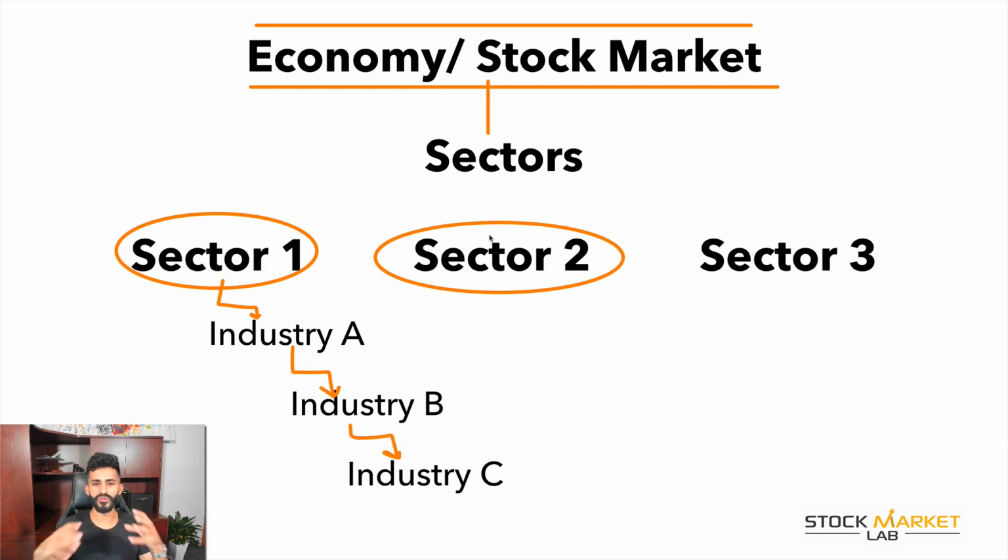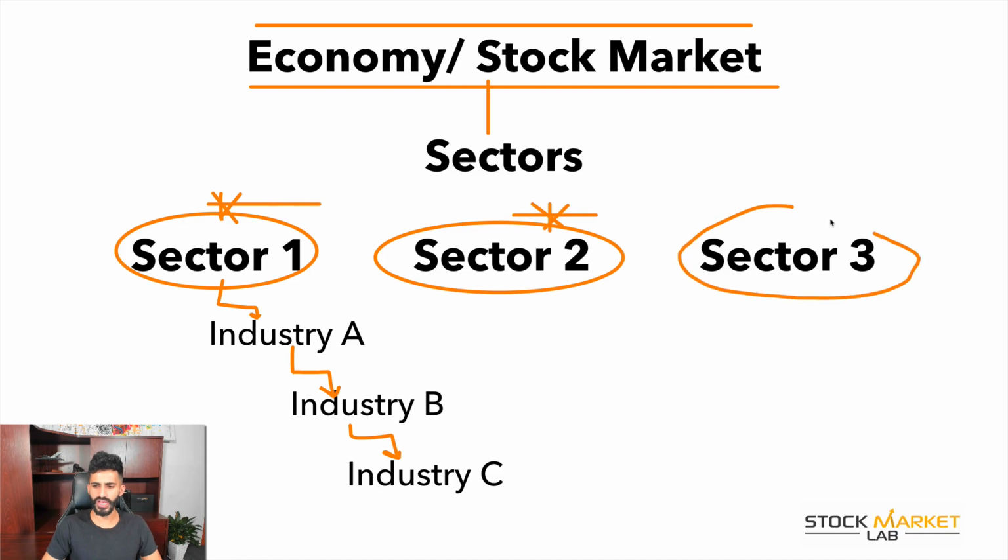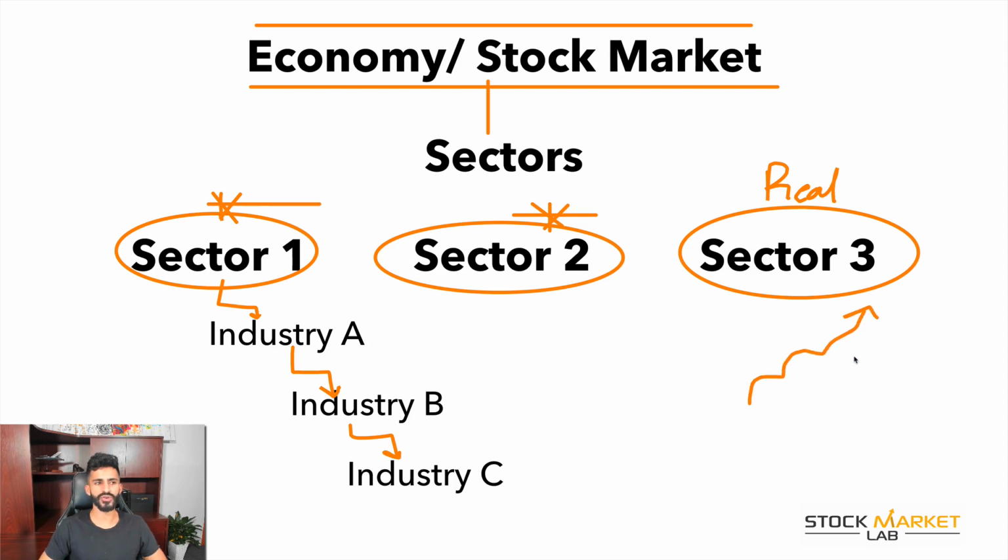So basically, the overall sectors break down the market into multiple pieces, and we're able to track each sector individually. So let's say sector 3 represents real estate. If the real estate sector is doing well, that's going to allow us to understand how every stock in that sector is performing.